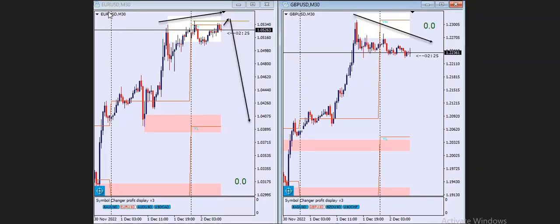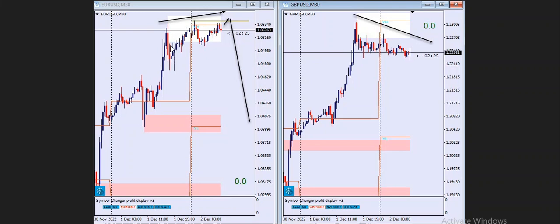Then this is EUR/USD, based on divergence with correlated pairs. EUR/USD and GBP/USD are positively correlated pairs. So what happened here? Look at this. Price was creating higher highs and higher lows. Same with GBP/USD. But at this point, you see that GBP/USD started dropping, creating lower lows and lower highs.